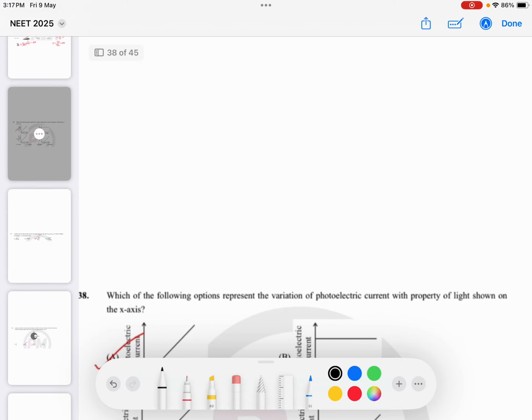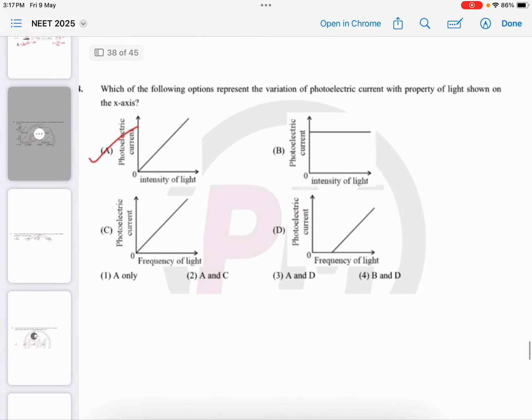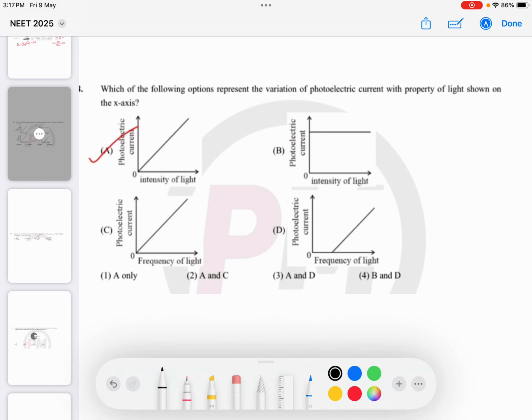Next question. Modern physics, photoelectric effect, graphs are asked between the intensity of light versus photocurrent. You know that photocurrent is always directly proportional to intensity, otherwise amplitude. So I is proportional to A, it is a straight line passing through the origin. So option number 1 is correct.